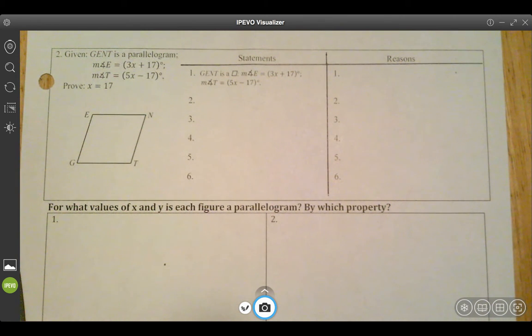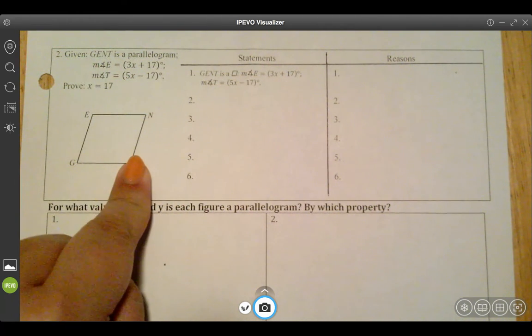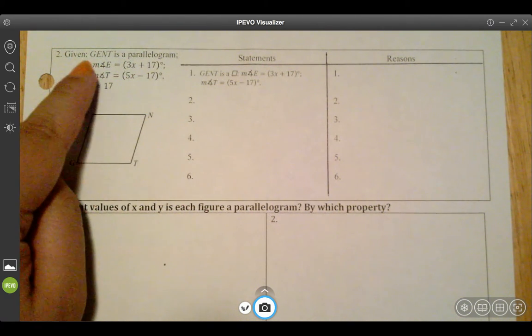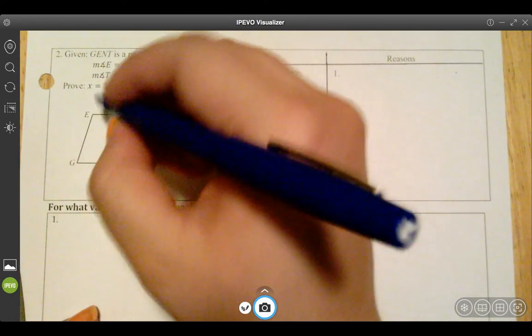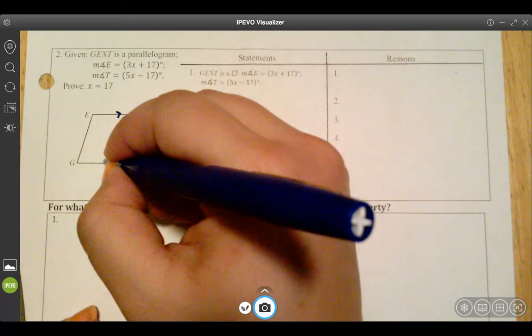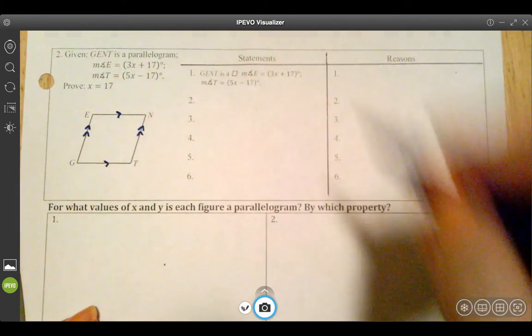In this proof, we're given that GENT is a parallelogram. We also know that the measure of angle E is 3x plus 17 degrees, and the measure of angle T is 5x minus 17 degrees. So I'm going to go ahead and mark here. Parallelogram means that EN and GT are parallel. Also, GE and NT are parallel.